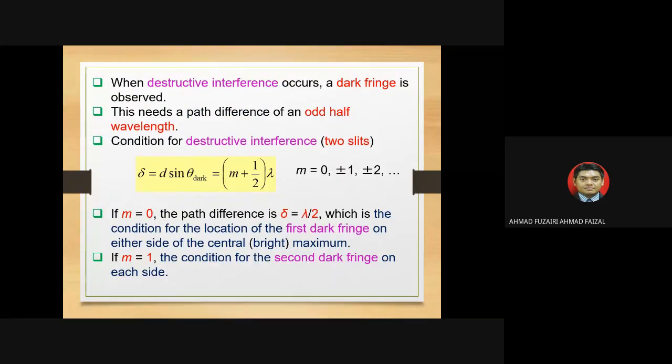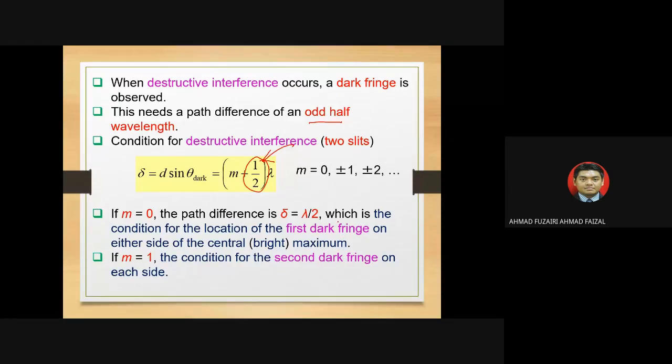Okay, so for the destructive interference, a dark fringe is observed. Okay, and this needs a path difference of an odd half wavelength. Odd half wavelength. Okay, so m, the order number, is still 0, plus minus 1, plus minus 2, but in the equation itself they put positive half, positive 1 over 2. Okay, look at how they get it.